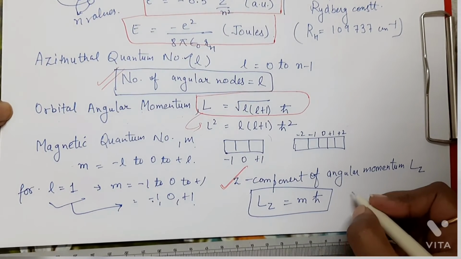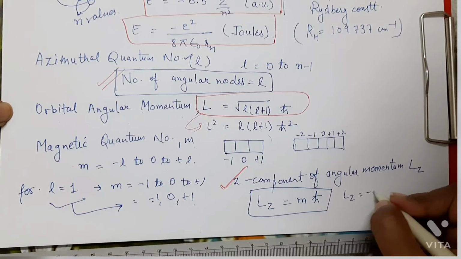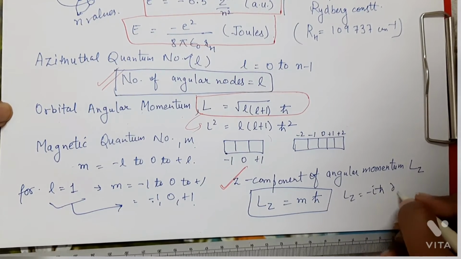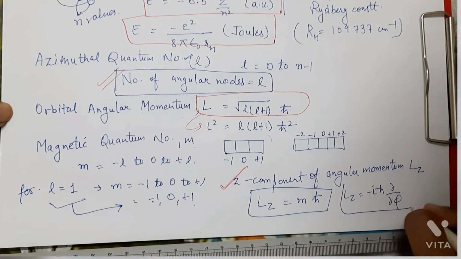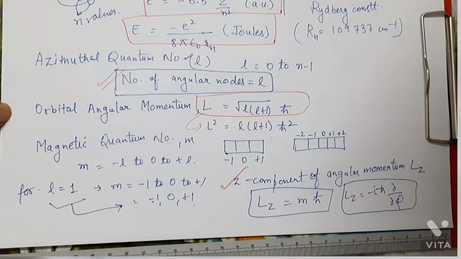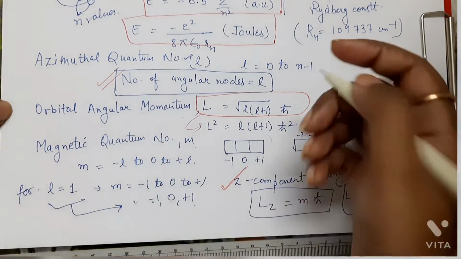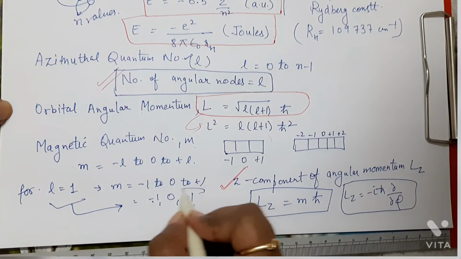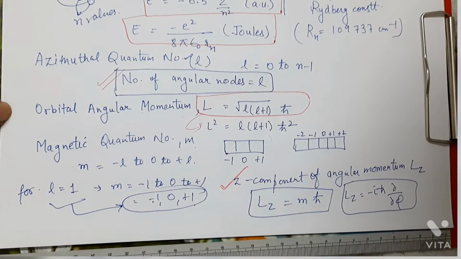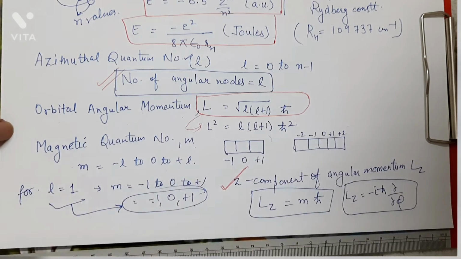So far these are the important formulas. Now also, Lz is given by minus iota h cross del by del phi. This is also a formula for Lz. So if you have values of m, suppose here we have found the values of m as -1, 0 and +1, what will be the corresponding Lz values?